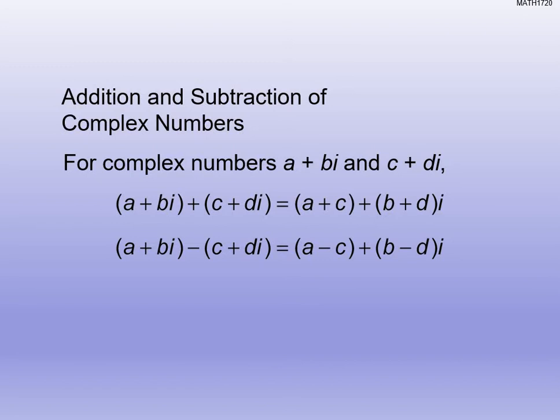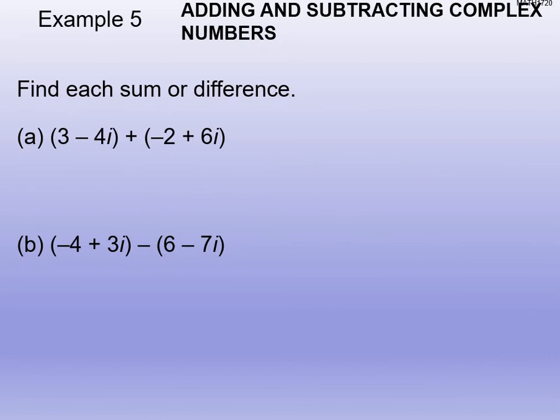So notice we have a plus bi plus c plus di. The a and c are the real component, so we can add the a and the c together. The bi and the di are the imaginary component. We can write and combine both of those. Same with the subtraction one below. So let's find each sum or difference here.